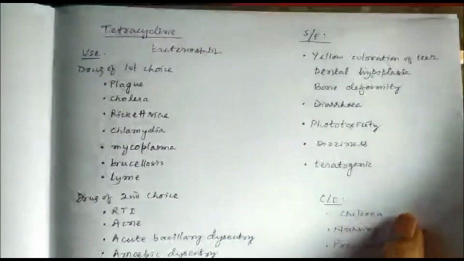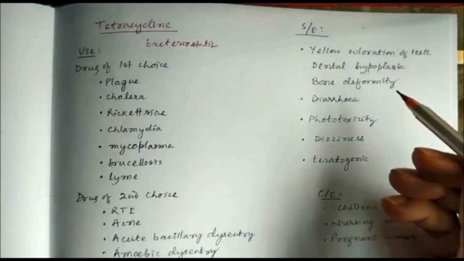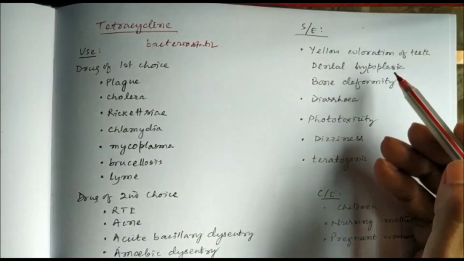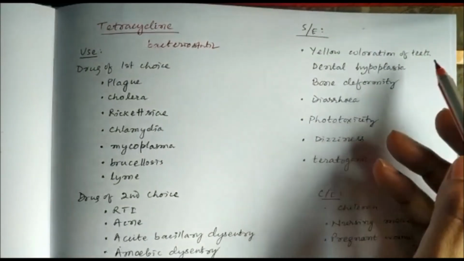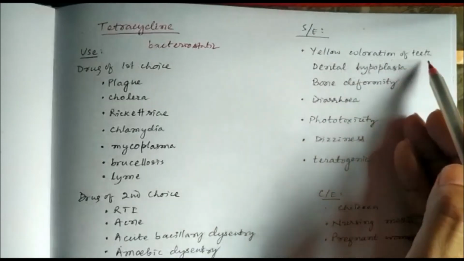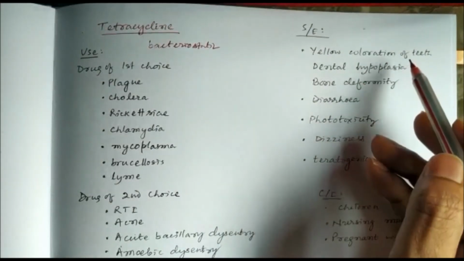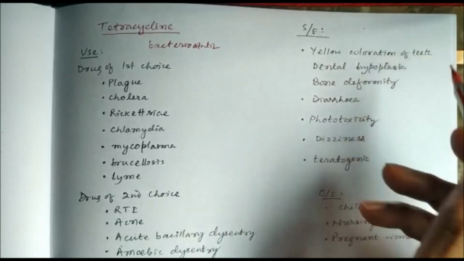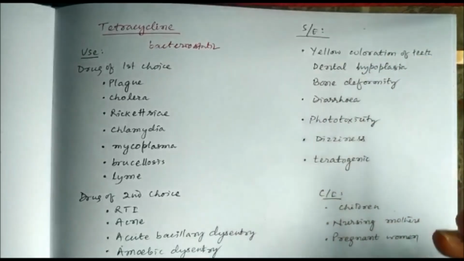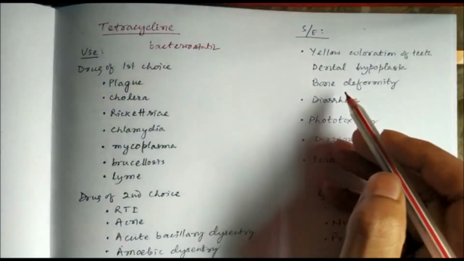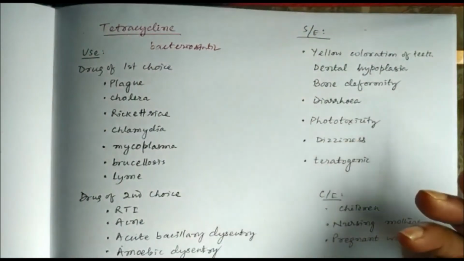Now we'll discuss the side effects. Because of deposition of tetracycline calcium orthophosphate in the growing bones and teeth, there will be yellow coloration of teeth and dental hypoplasia. The color of tetracycline powder is yellow, so yellow coloration of teeth will be there. Dental hypoplasia will be there. No growth or decreased growth will be there. Then bone deformities will be there.